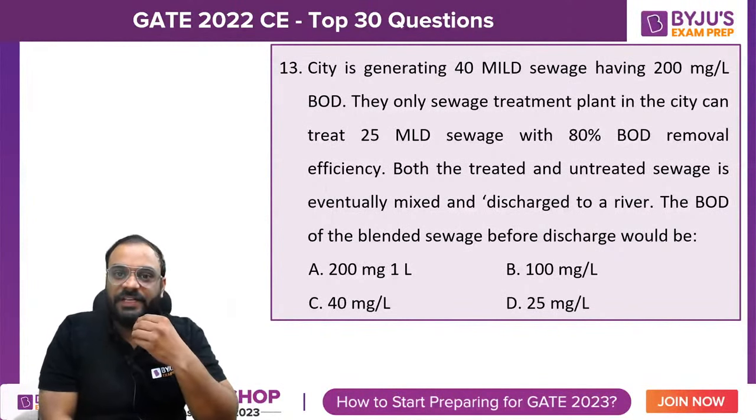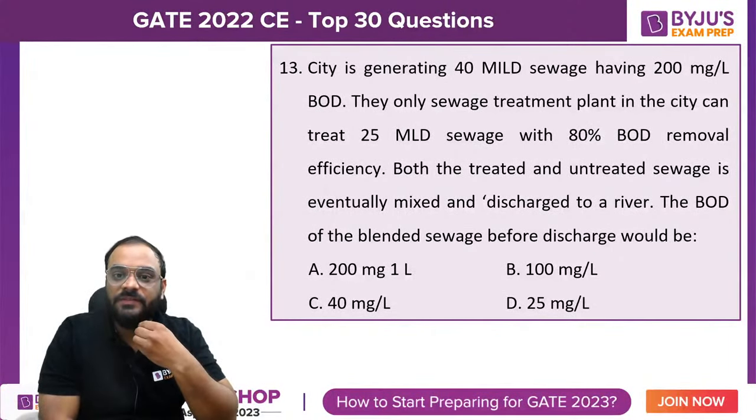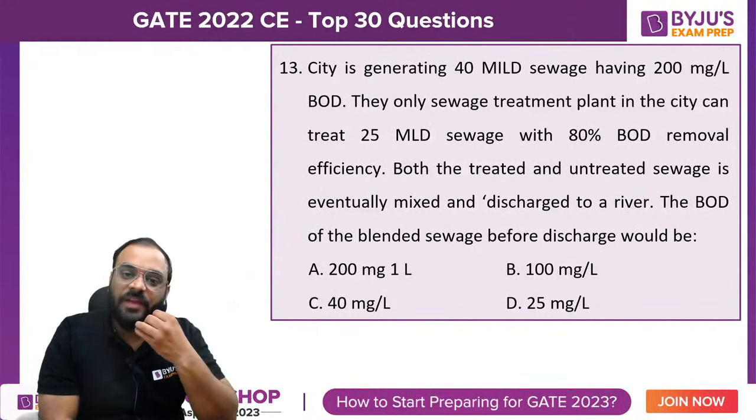A city is generating 40 MLD sewage having 200 milligram per liter of BOD. The only sewage treatment plant in the city can treat 25 MLD sewage with 80% BOD removal efficiency. Now both the treated and untreated sewage is to be eventually mixed and discharged into a river. Now the BOD of the blended sewage before discharge would be.